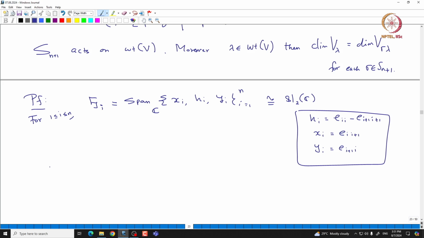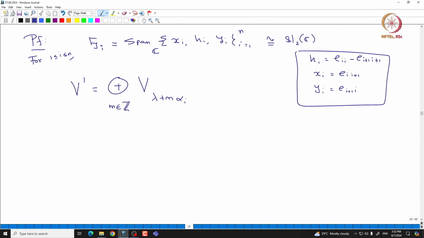Now we can consider this sub-representation of V, call it V prime, which you take to be the direct sum of V_{lambda plus m alpha_i}, where m comes from the integers. This is indeed an S_i submodule, and that is something we have to check. So, here is a small lemma.